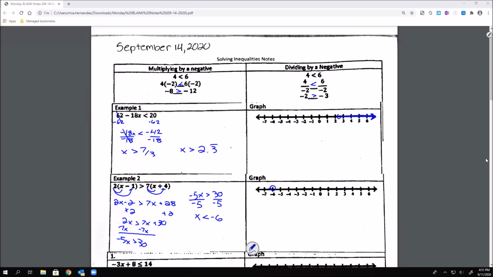That means when I graph it, I'm headed to the left. So whenever I'm trying to figure out which direction my graph should go, I can always look at my signs. My less than pointed to the left, so if my x was less than negative 6, it points to the left. My x was greater than 2.3 repeating, so it went to the right, just like my greater than sign points to the right.